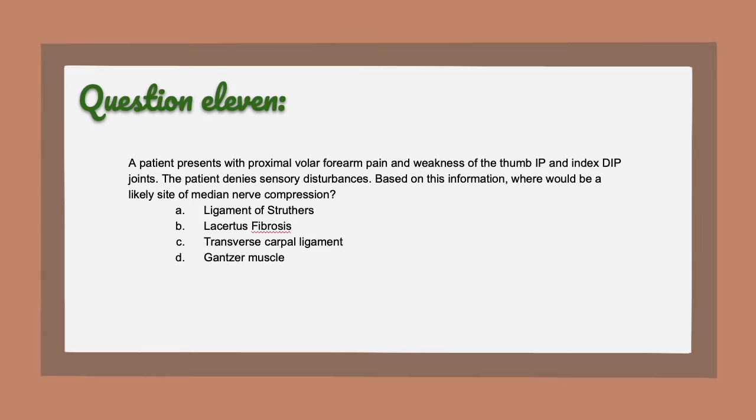Question 11. A patient presents with proximal volar forearm pain and weakness of the thumb IP and index DIP joints. The patient denies sensory disturbances. Based on this information, where would be a likely site of median nerve compression? A, ligament of Struthers. B, lacertus fibrosus. C, transverse carpal ligament. D, Gantzer muscle.